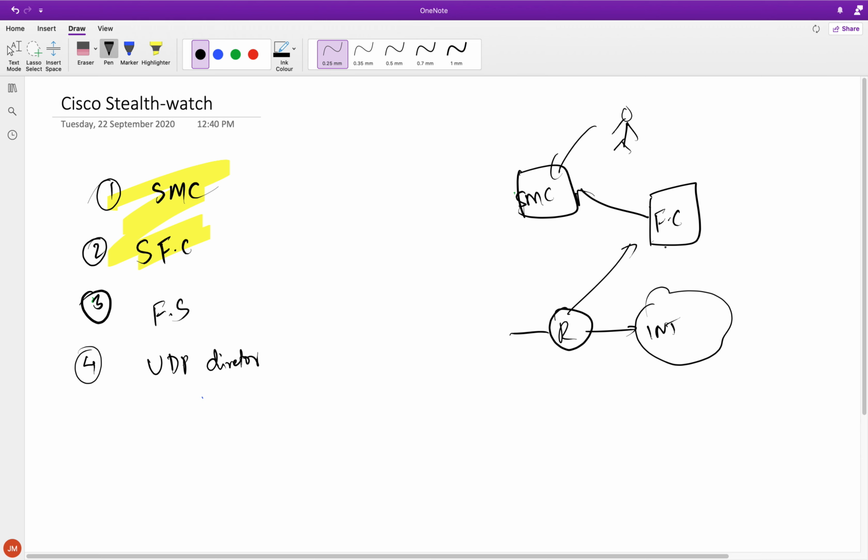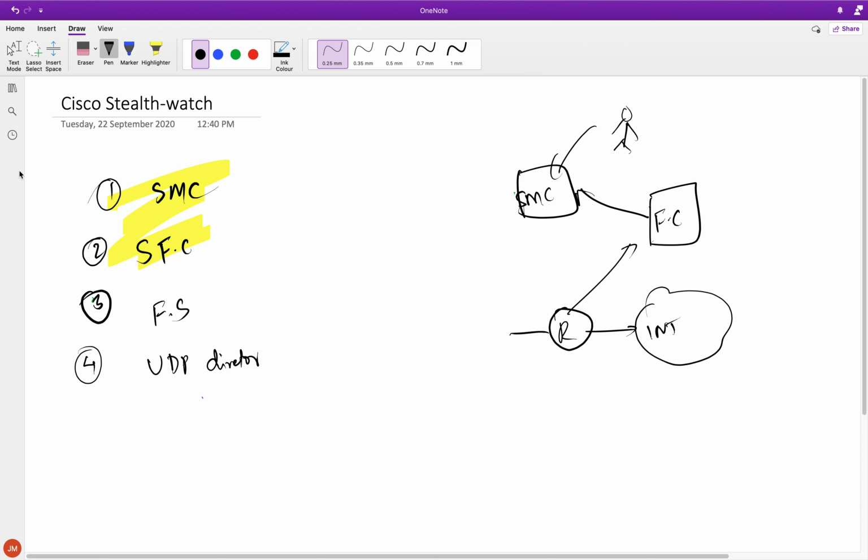The SMC is where the user, like a network administrator, will watch what is happening. You'll be getting flows from multiple devices in the network, probing the network at different places and sending the data to the flow collector. The flow collector will send it to the SMC, and on the SMC we will see all the analytics and all the cool dashboards to figure out what is happening in our network. That's the simplest implementation of Stealthwatch.